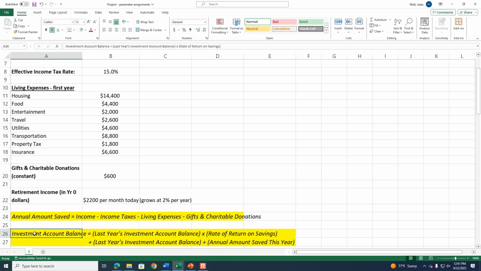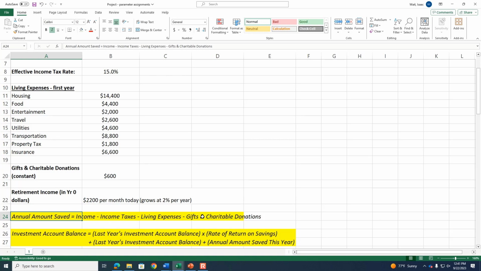And I give you the formulas here, like how much money you can save. How much you're able to save is the difference between your income minus your income taxes, minus your living expenses, minus your gifts and charitable donations. So if I was going to draw it as a box, this is a box where all of your money goes. Money comes into the box. Money goes out of the box.